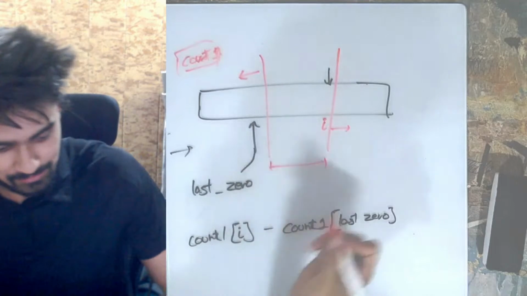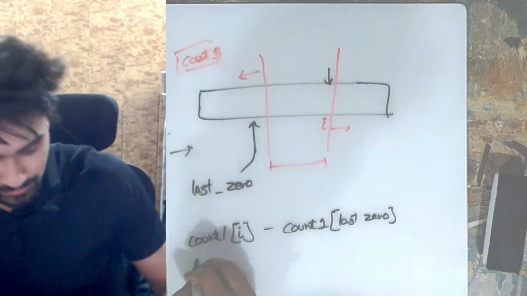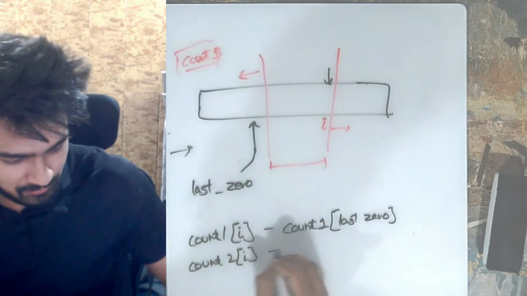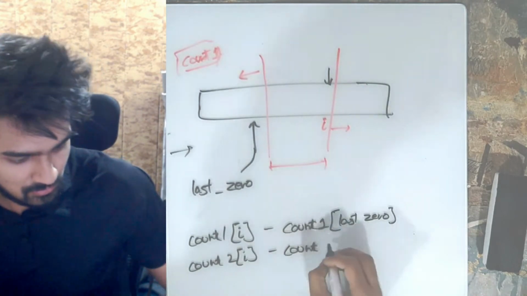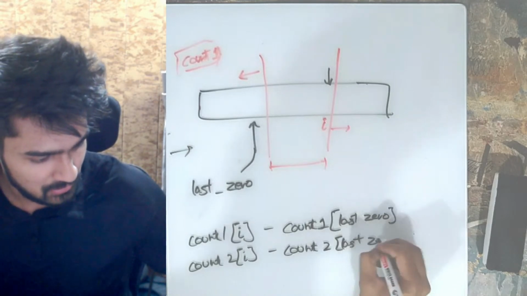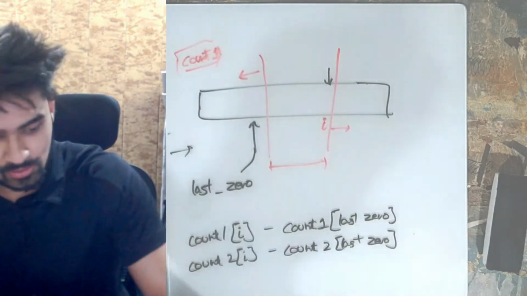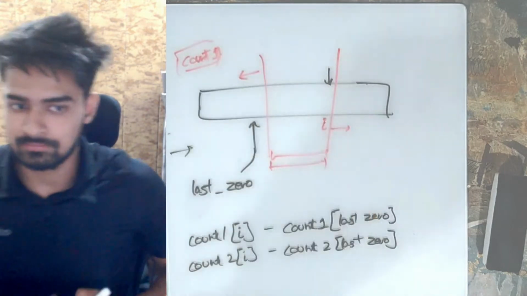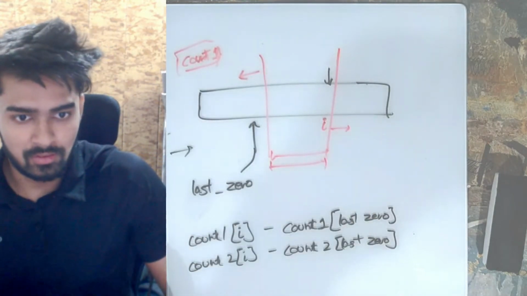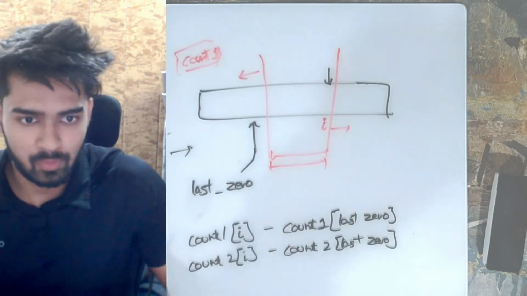Okay, and similarly for 2 also I'll have the same thing. Count 2 of I minus count 2 of last 0. This will tell me all the 2's I had in this string. Okay, now what is left?